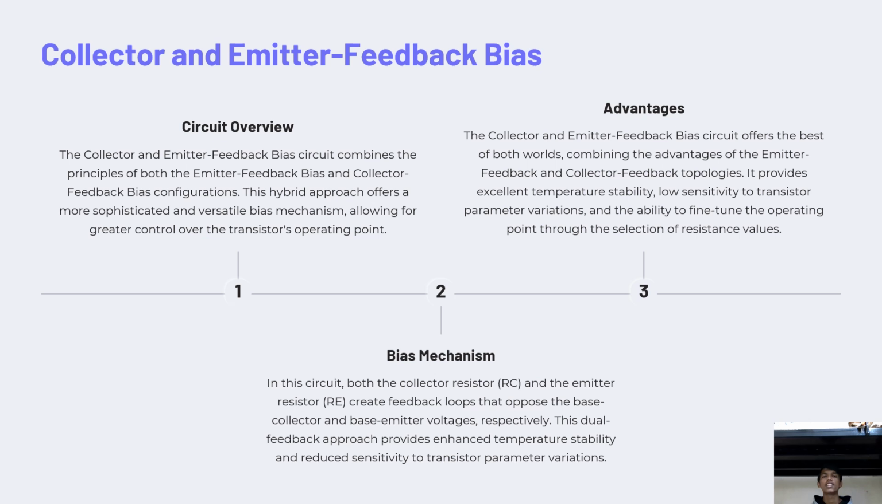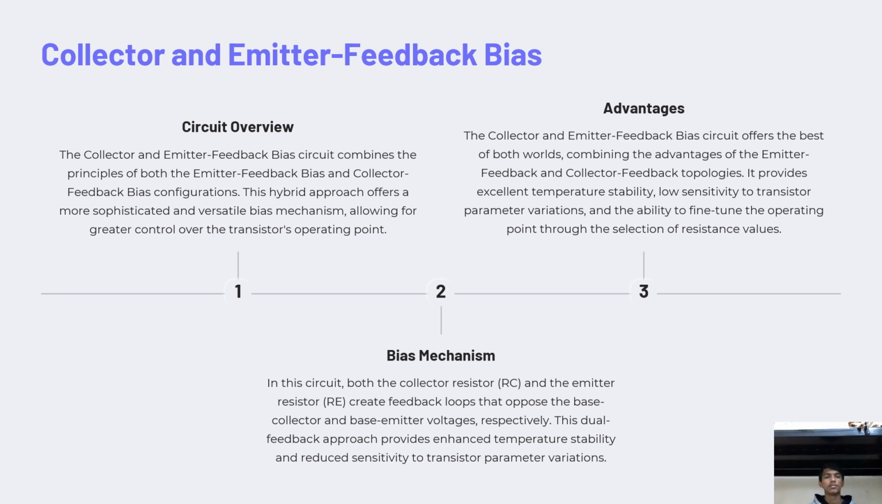Advantages. The collector and emitter feedback bias circuit offers the best of both worlds, combining the advantages of emitter feedback and also the collector feedback topologies. It provides excellent temperature stability, low sensitivity to transistor parameter variations, and the ability to fine-tune the operating point through selection of resistance value.